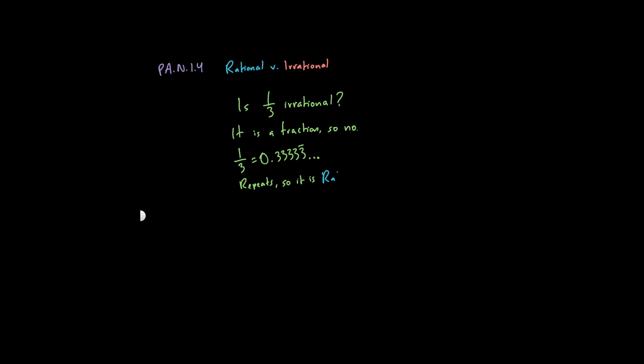So is 1/3 irrational? Just looking at it, it's a fraction. Fractions can't be irrational, so no. You could look at it as a decimal, 0.33333 repeating. It has a pattern, and it repeats threes, so it is rational.